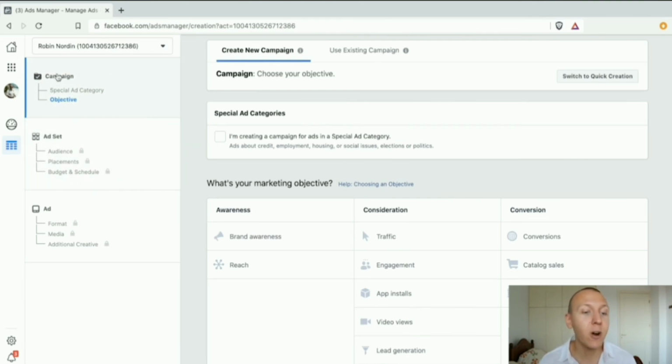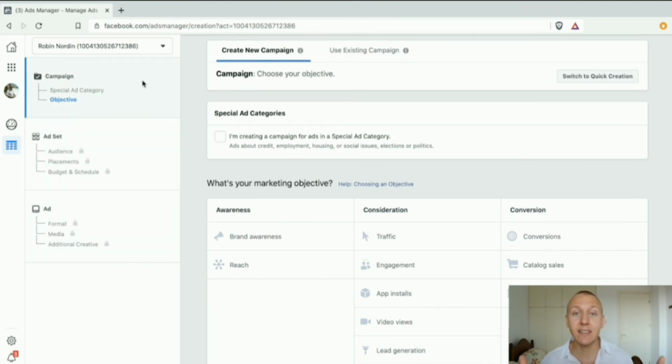And notice that we are in something known as campaign right now. And you can notice that there are three levels in here. We have campaigns, we have ad sets, and we have ads. Now, before we actually decide on an objective, I want to go through and show you how this hierarchy of building up an ad actually works.